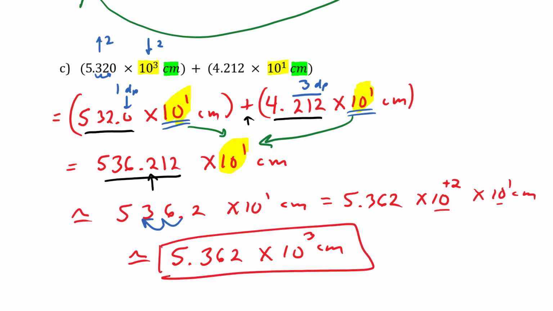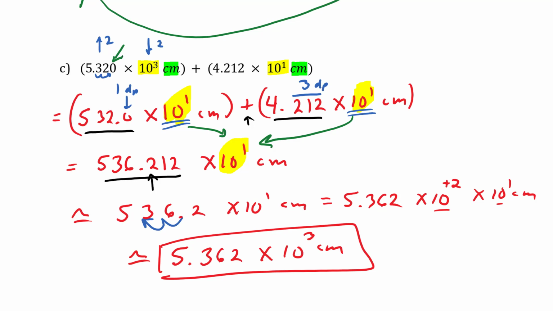Final answer. Now notice, this 0 here is not just a placeholder. Why? This is in scientific notation. There are no placeholders in scientific notation. If it's written, it's significant. If it's not significant, you don't write the 0 in.